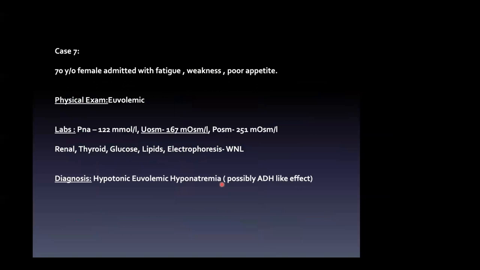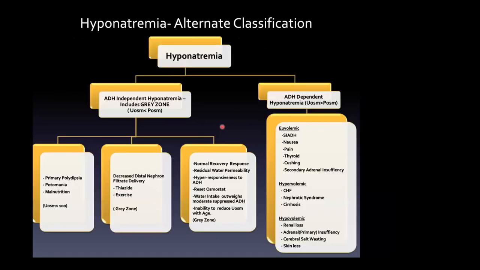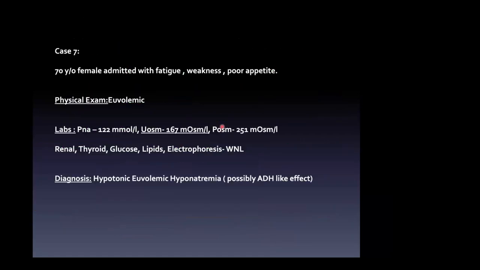Let me show you a case. This is my last case, okay? So this is a 70-year-old female who presented with fatigue, weakness, and poor appetite, euvolemic, plasma sodium 122, plasma osmolarity 251, urine osmolarity is more than 100, closed shut case, right? You open UpToDate, you see this patient, euvolemic, hypotonic hyponatremia, the patient's urine osmolarity is more than 100, boom. You are in this zone, this patient has ADH, treatment, fluid restriction, symptomatic, give them 3% saline, hypertonic saline, whatever.